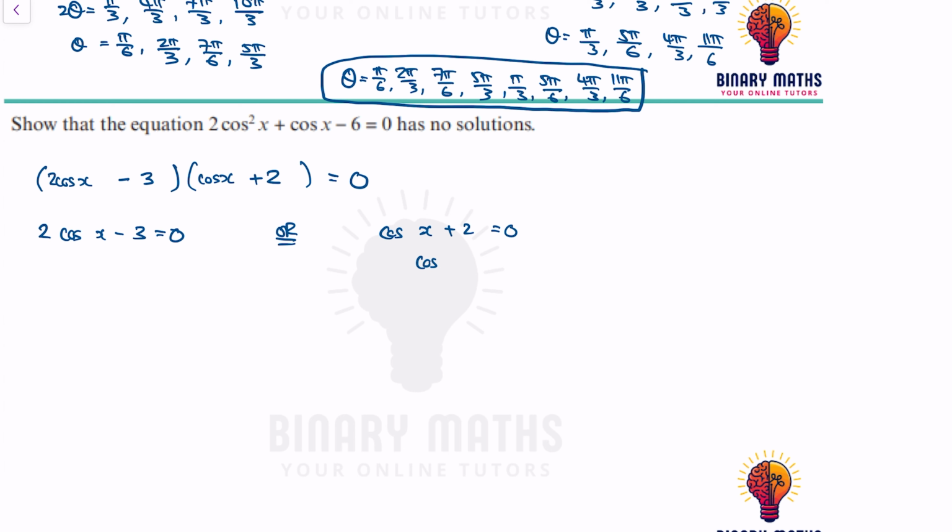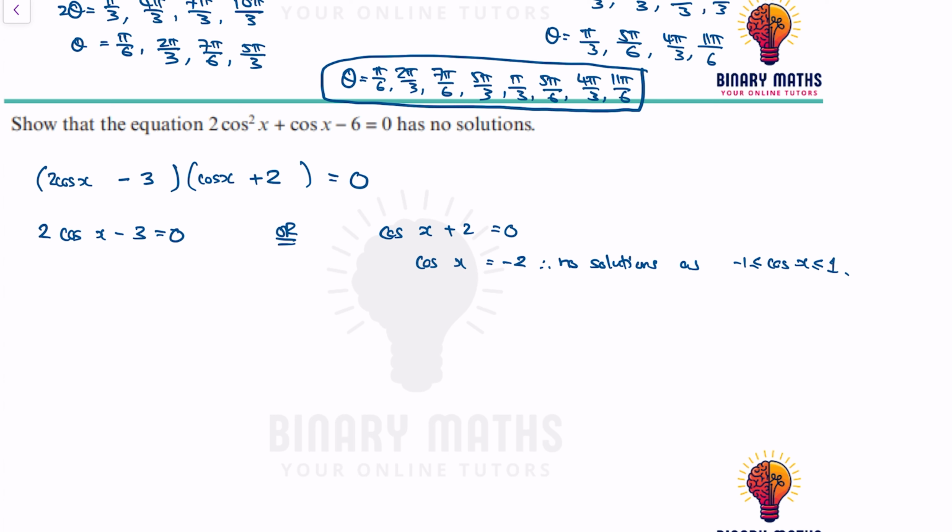If I rearrange this, I get cos x is equal to negative 2. Therefore, no solutions, as the range of cos x is between minus 1 and 1.